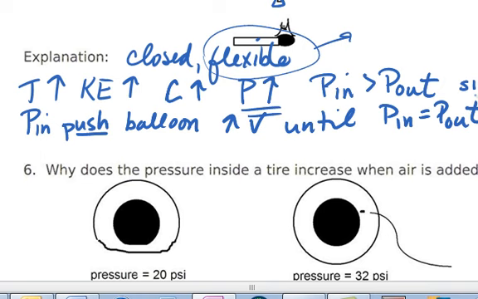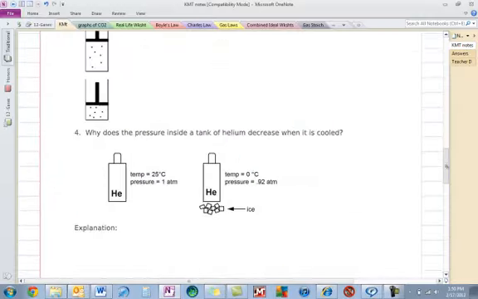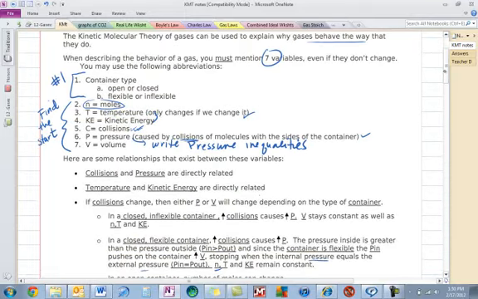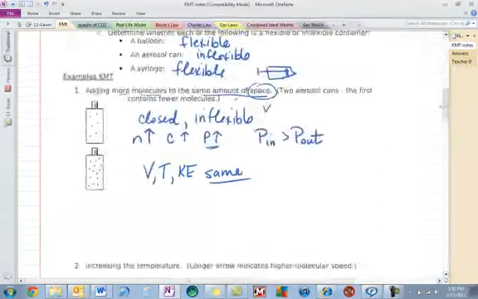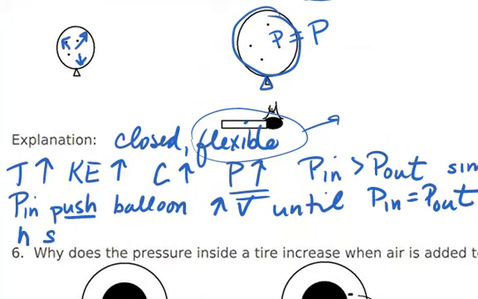Now, what haven't we taken into account? So let's go back up and see. We've now done some volume. We've got our temperature and collisions. So what have we not done yet? What variable are we missing? Take a look. Which one are we missing? Moles. So let's go down. If we have a nice closed system, our moles are going to stay the same. So moles are going to stay the same.